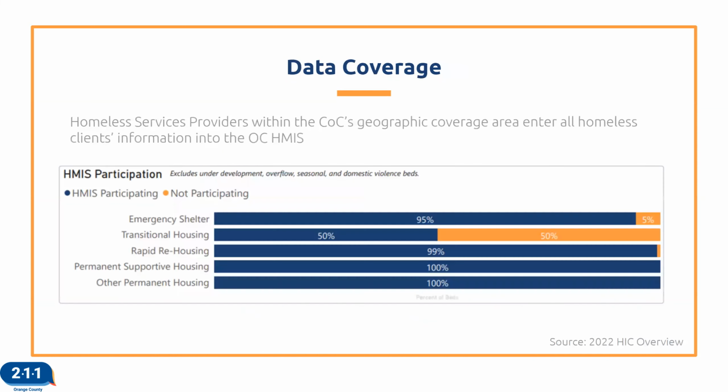Next slide. The next component of data quality is data coverage. This is looking at, of all of the homeless projects that you have in Orange County with beds, what percentage of those are actually participating in HMIS? One way we look at that is, when we do the HIC and PIT, we look at the percentage of beds that are in HMIS. And so that's what you're seeing on this screen. Next slide.